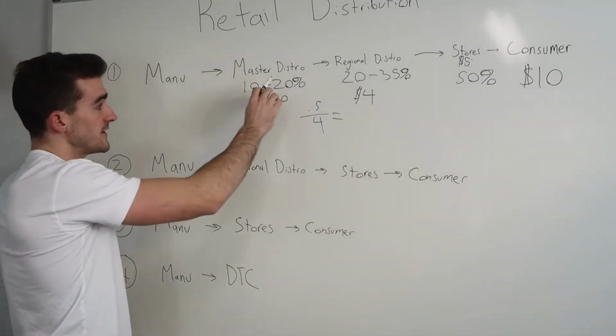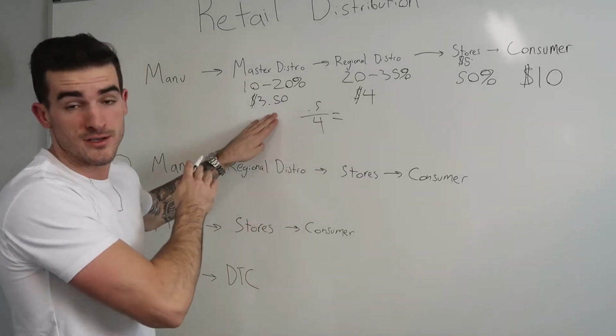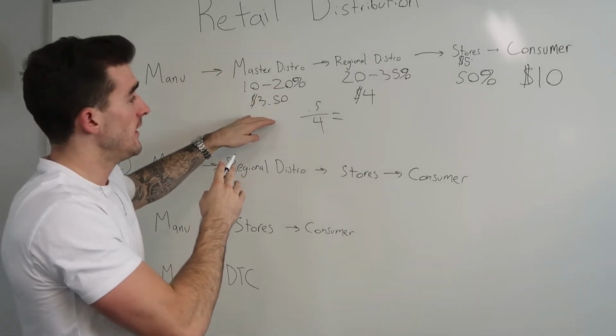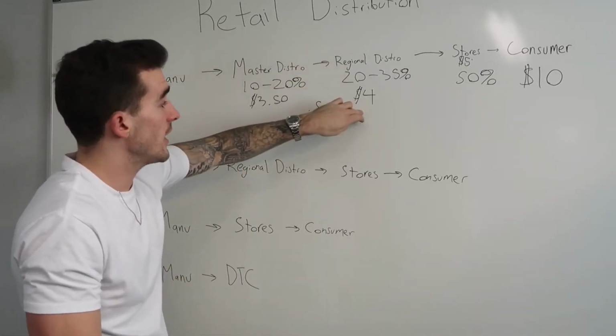So you have the master distro who buys your product at $3.50. They put their 10, 20% markup on it. They're going to sell it to a regional distributor for $4.